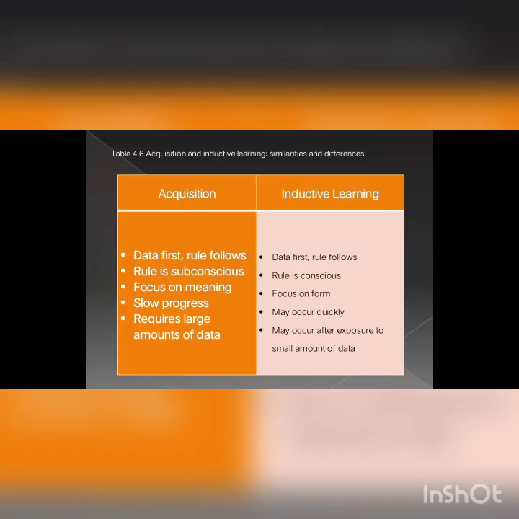So let's proceed to acquisition and inductive learning similarities and differences. For acquisition, we have data first, rule follows. The rule is subconscious, focus on meaning, slow progress, and requires a large amount of data. While in inductive learning, same as acquisition, data first, rule follows. The rule is conscious, focus on form, may occur quickly, and may occur after exposure to a small amount of data.